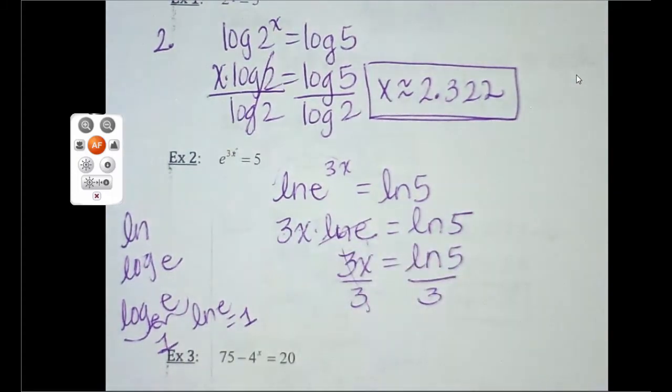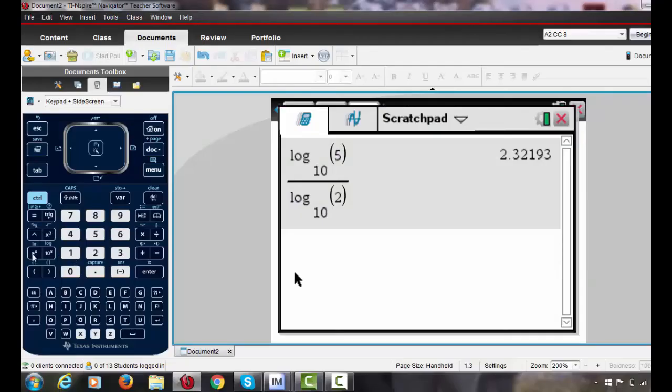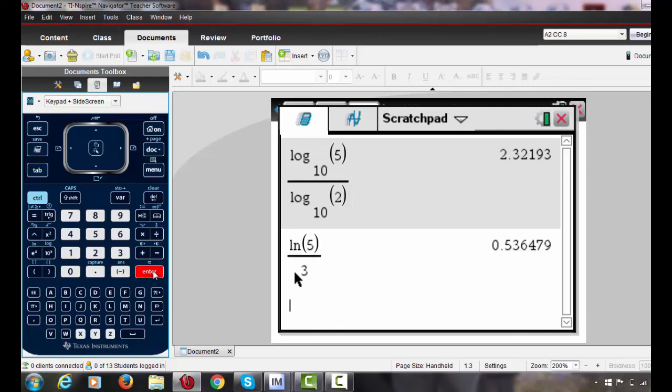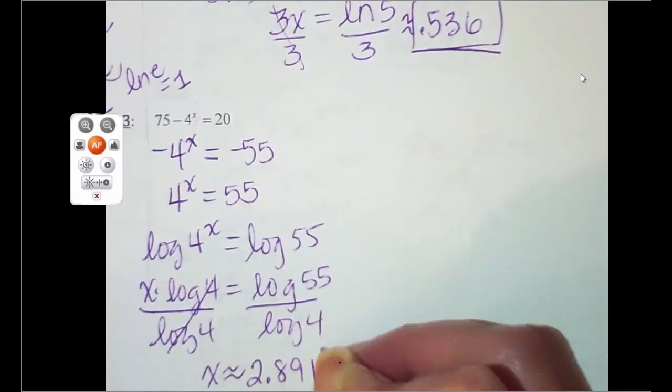And again, you go to your calculator. Natural log is above e to the x because they're inverses of each other. So control natural log 5 divided by 3. And that is about 0.536. And that is it.